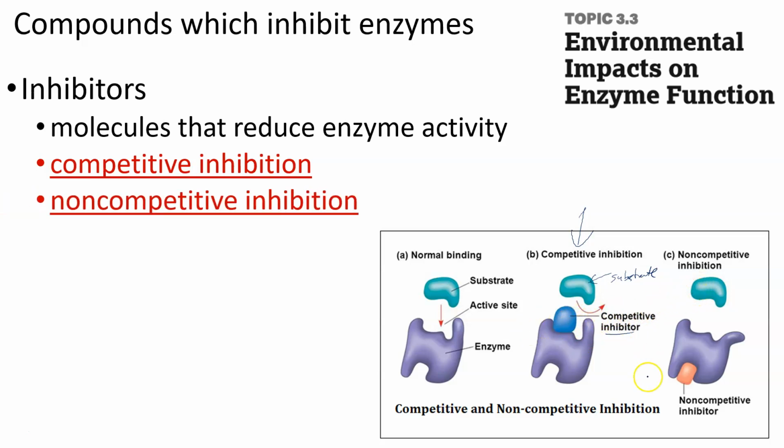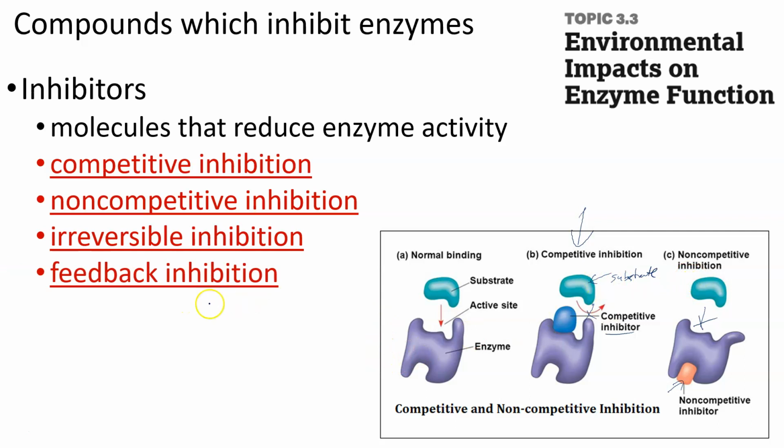Non-competitive inhibition operates when you have an inhibitor which latches itself on somewhere away from the active site, but it changes the shape or conformation of the active site, which leaves the substrate unable to bind to this enzyme, right? So this thing cannot bind right here. Similarly, this substrate cannot bind over here, right? Irreversible inhibition is just inhibition which can be competitive or non-competitive, but it can't be reversed.